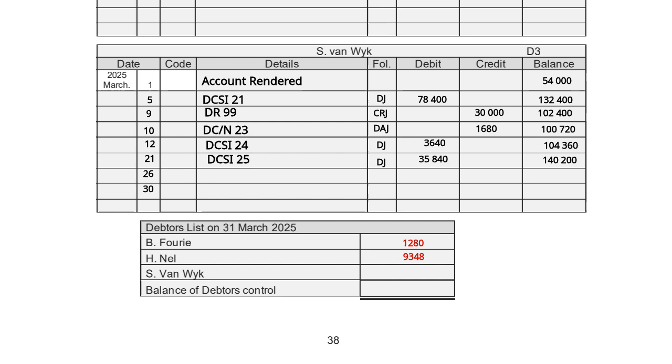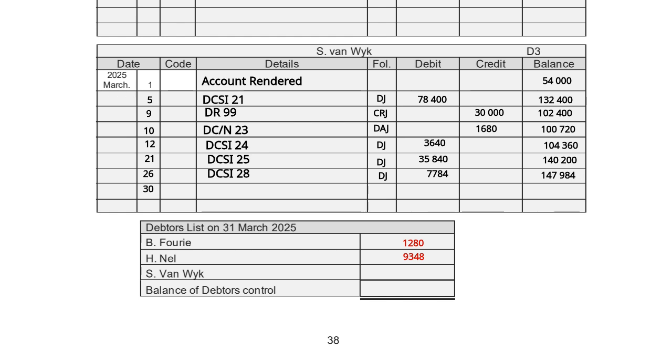Then on the 26th, we have S van Wyk credit sales 7784. So again, DJ is our journal involved. 7784 will be debited in the debit column. Duplicate credit sales invoice will be issued, number 28. And now the balance is 147,984.